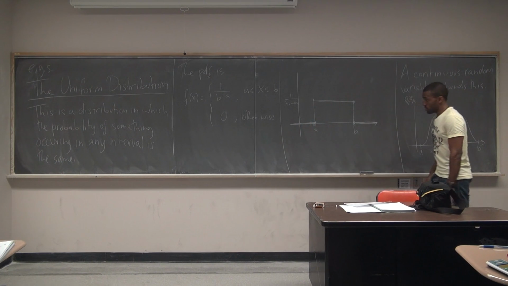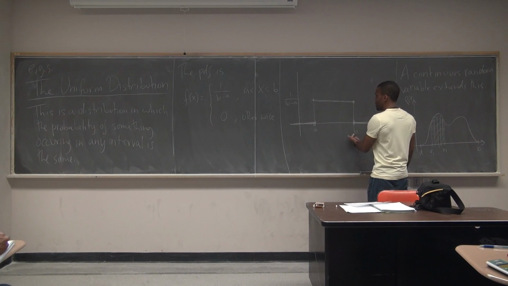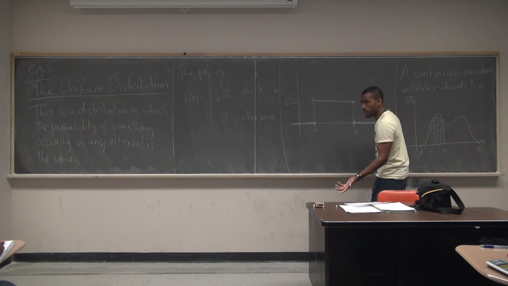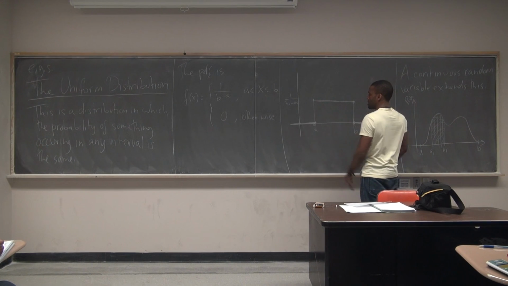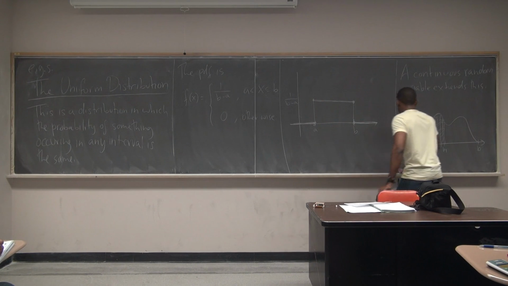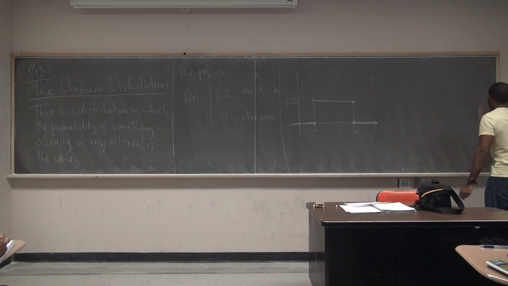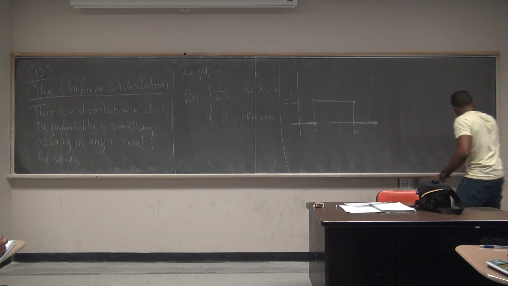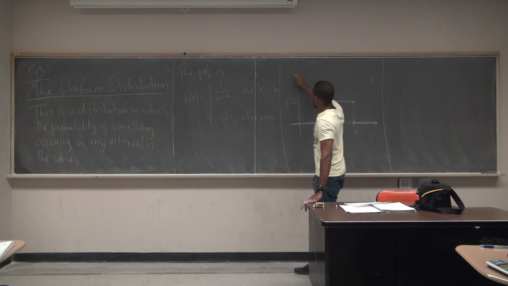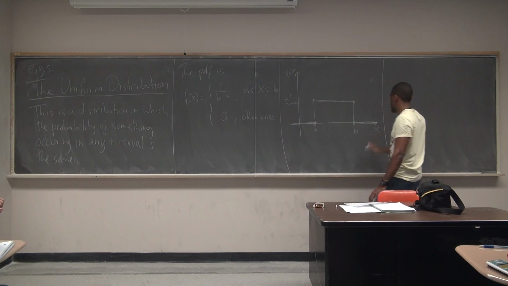This function actually forms a PDF, because what's the area of this rectangle? It's B minus A, which is the length, times the height, 1 over B minus A, and you get 1, right? The area under this curve from negative infinity to infinity is 1. So this is a uniform distribution. Here you're measuring the probability, and here you're measuring your x values.